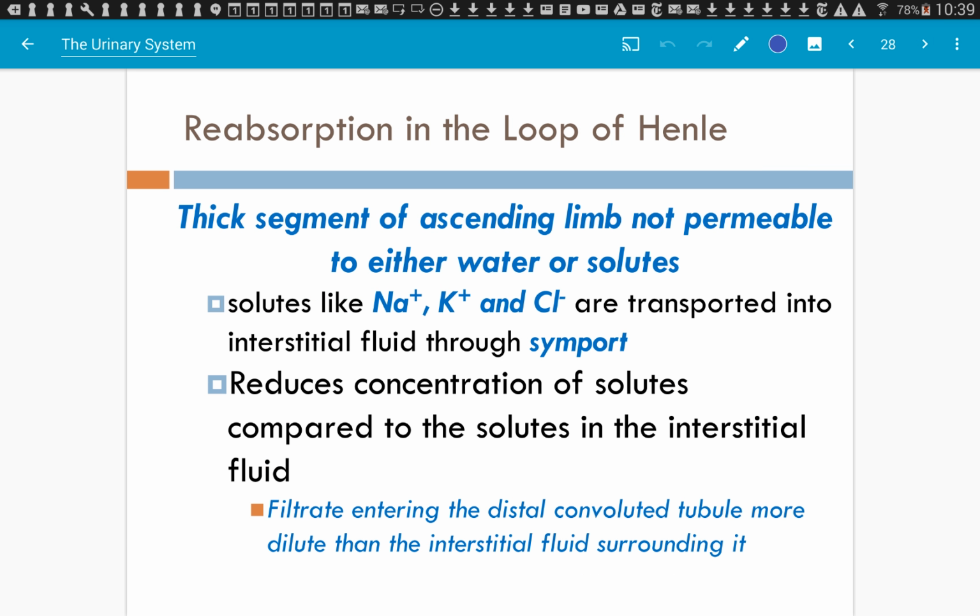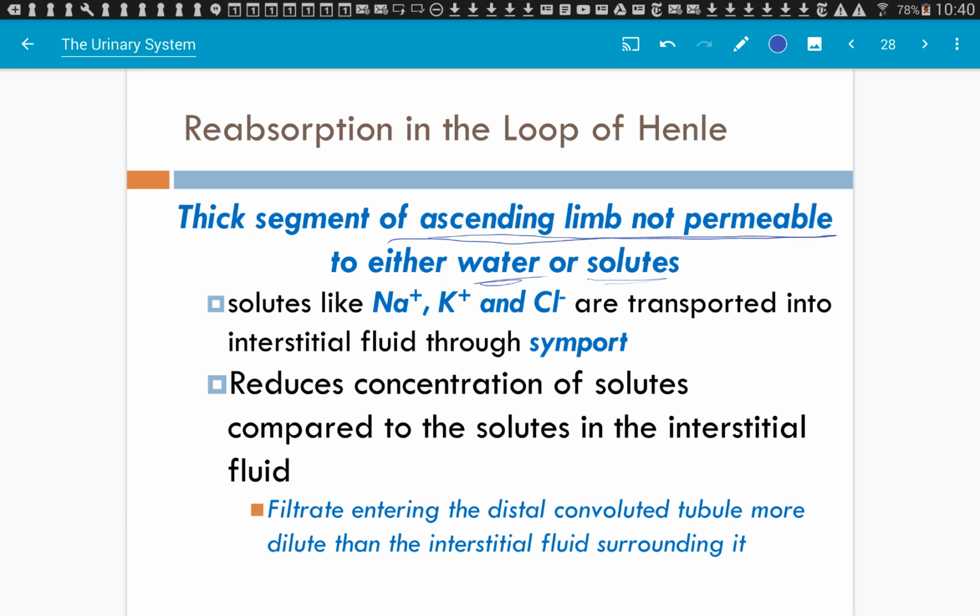Okay, so important thing to remember about the loop of Henle, we have a thin section and a thick section. The thick section is our simple cuboidal cells. They're thicker, which means that pretty much the thick segment of the ascending limb is not permeable to anything. Not permeable to water or solutes. So things are not going to be able to diffuse across, and water is not going to be able to diffuse across either by osmosis. So if anything's going to be passing through in this area, it's going to take energy.